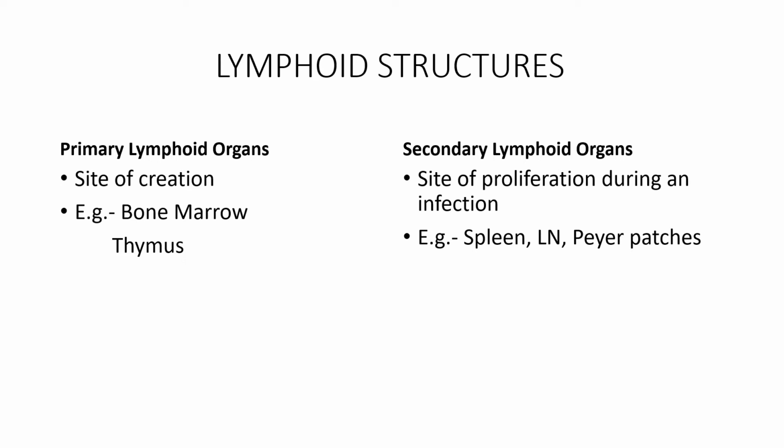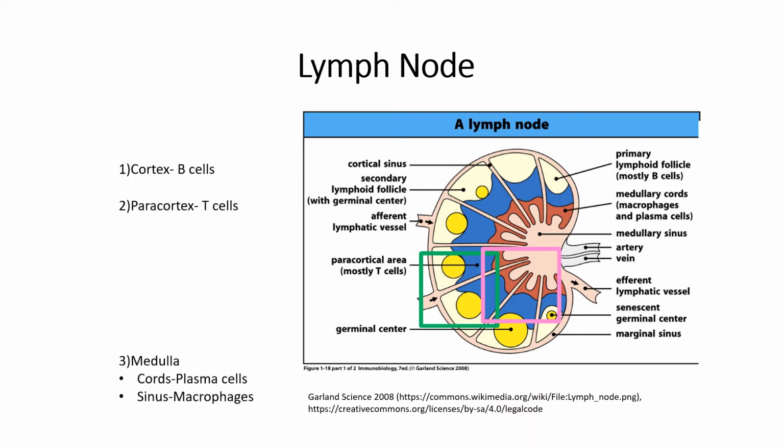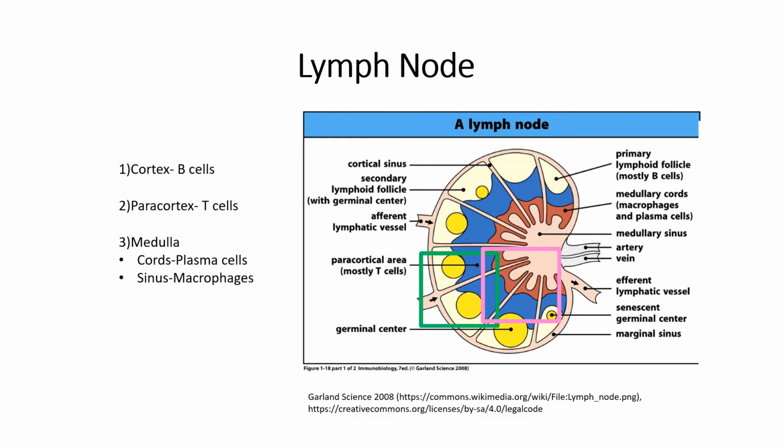Now let us see some of these structures and their importance. The first structures in this section are the lymph nodes. Here you can see a detailed labeled diagram of a lymph node. The lymph node is composed of the cortex, a paracortex, and a medulla. It is important to know where the lymphocytes are located in the lymph node. The outer cortex contains many follicles. These follicles are the site of B-cell proliferation.